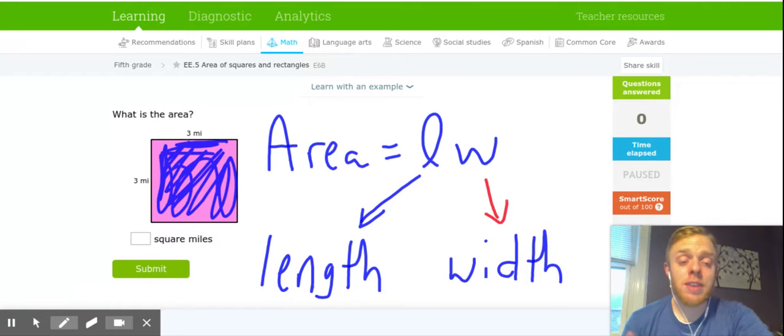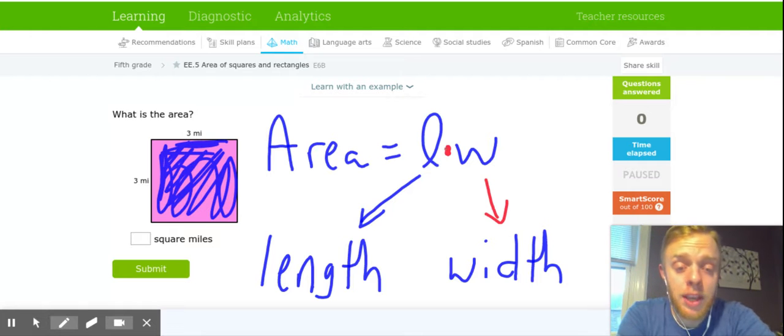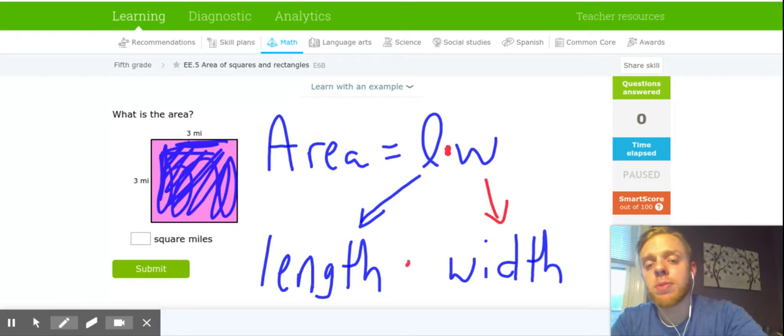Now, once you know that L stands for length and W stands for width, you can do a little bit of math and very easily find the area of a shape. The other piece, and this is where the algebra comes in, that you need to know is that there is an invisible multiplication symbol between L and W. Just like when a number is next to a letter, it means to multiply. When we have a letter next to a letter, it means the same thing. So we are multiplying whatever our length is by whatever our width is.